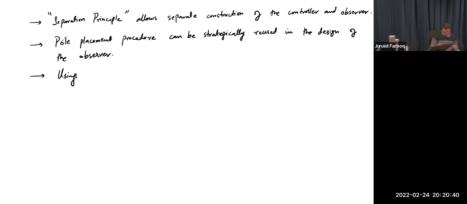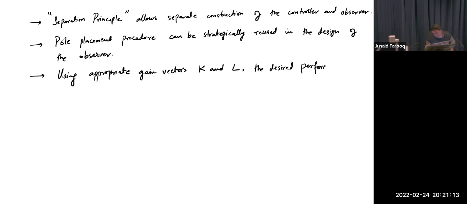And finally, using appropriate gain vectors K and L, the desired performance objectives can be achieved. Right, so how do you achieve those objectives?